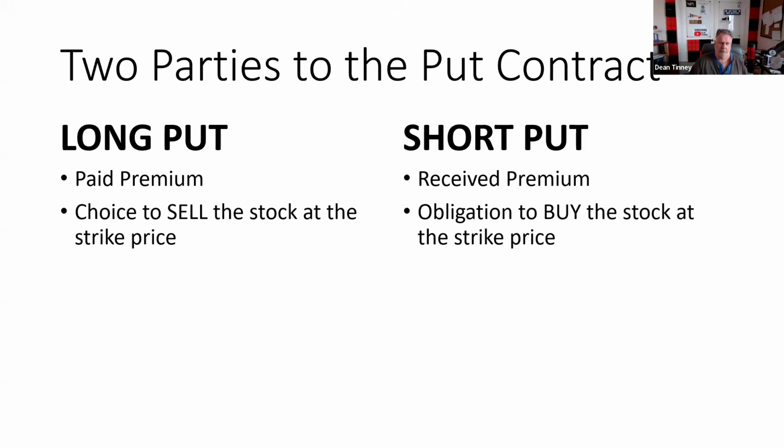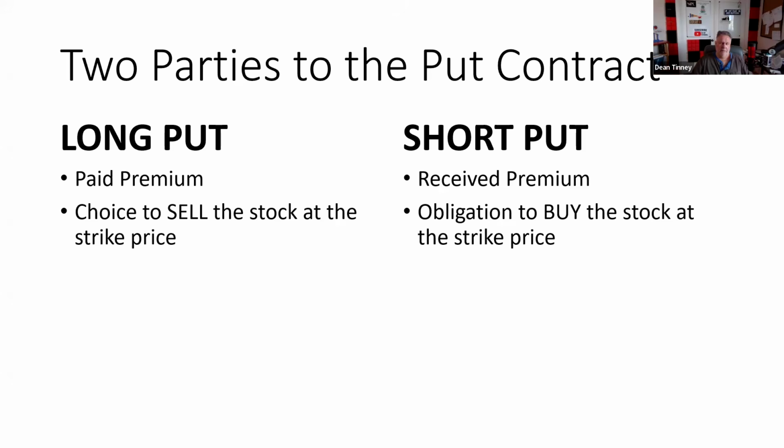There's our four basics. When you're long a put, you paid a premium. You have a choice to sell the stock at the strike price. So whether you want a choice to call the stock away or a choice to put the stock, choices cost money. And we can't have putters unless we have put-ees.